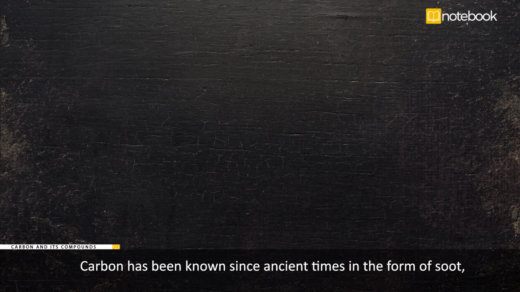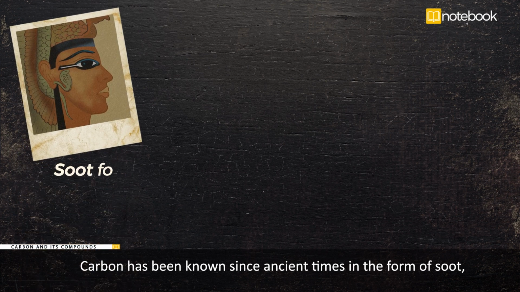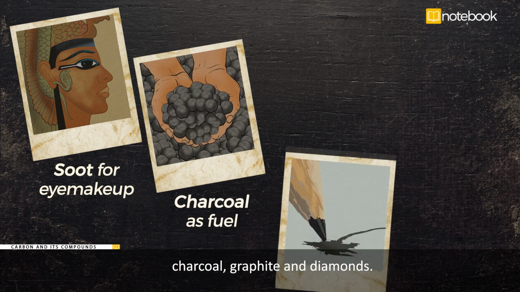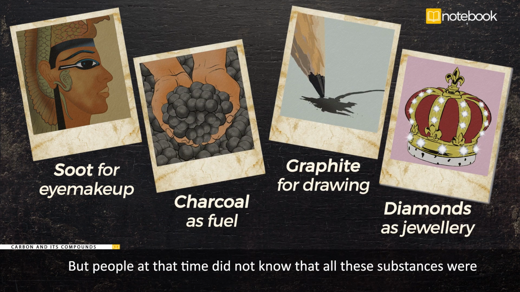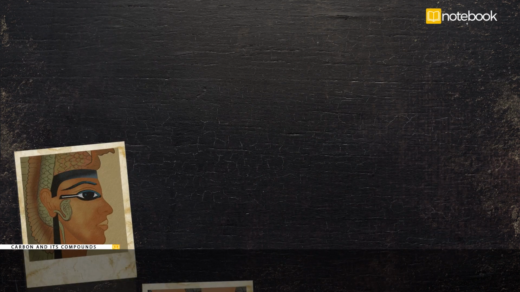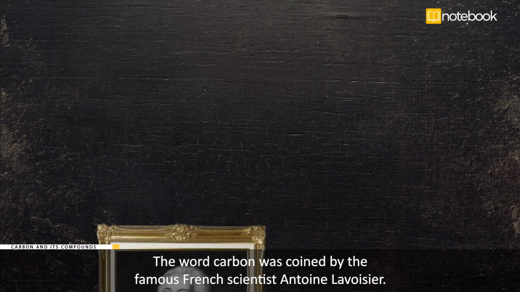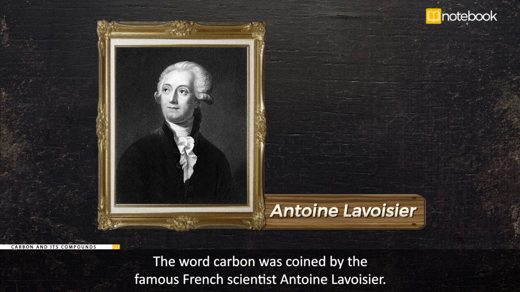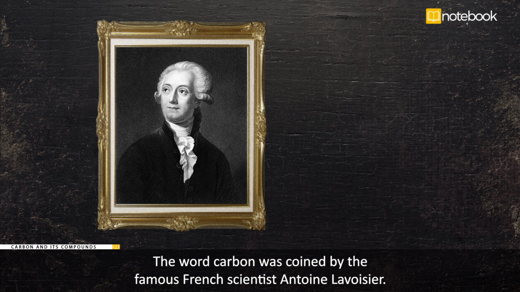Carbon has been known since ancient times in the form of soot, charcoal, graphite, and diamonds. But people at that time did not know that all these substances were different forms of the same element. The word carbon was coined by the famous French scientist Antoine Lavoisier.